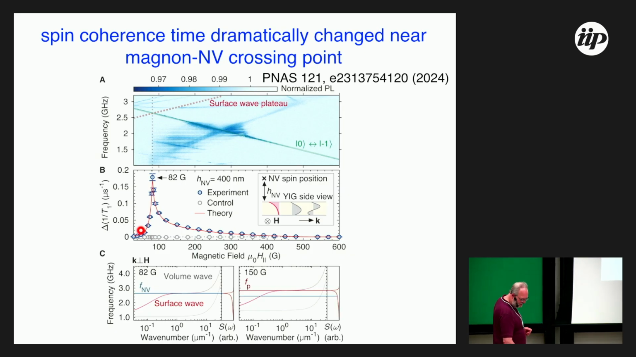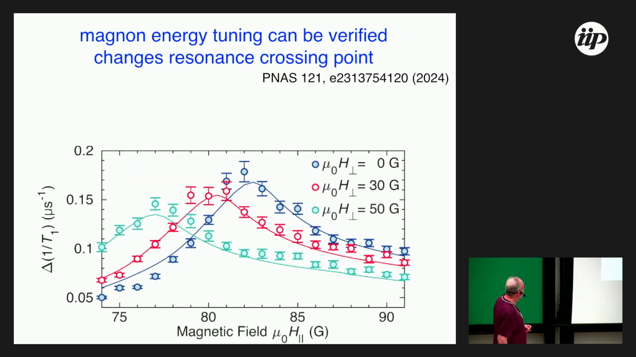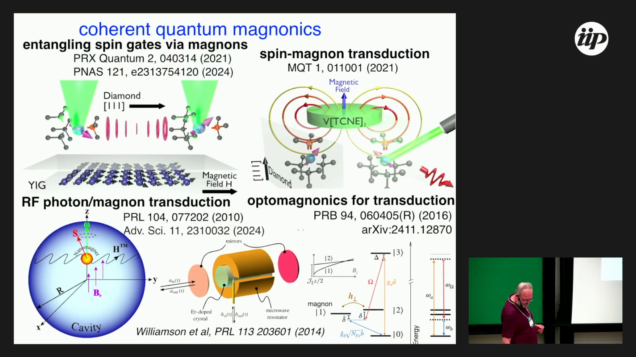So this peak here occurs just when the magnetic field causes these two to cross. And if you change the magnetic field, you'll also see a change in where that crossing is. This is the parallel magnetic field. And so you can see that that tracks with it as you proceed.